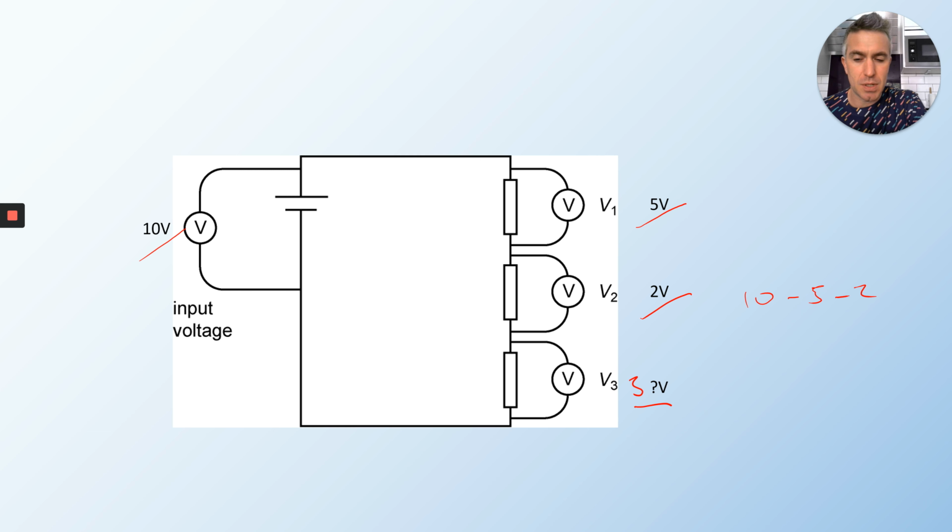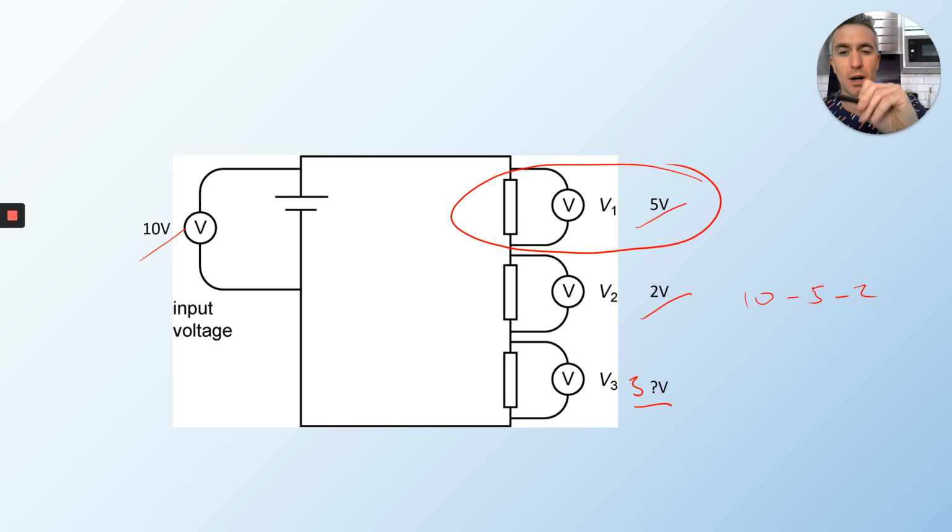Which is the bigger resistor? Different question. This one here takes 5 volts of energy, of potential difference, to push through, which is joules per coulomb. Because that has the largest voltage, that means the electrons have had to work the hardest to get through this one. So this one will have the biggest resistance.